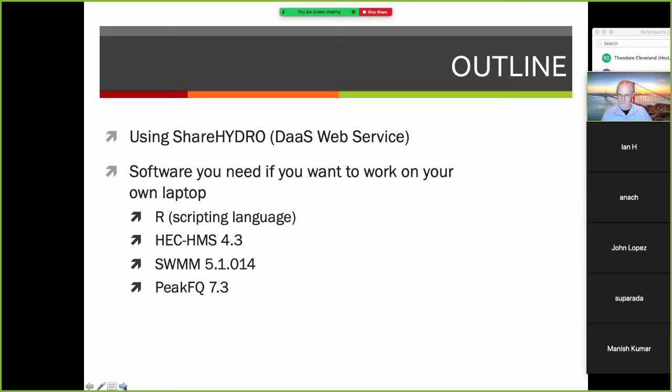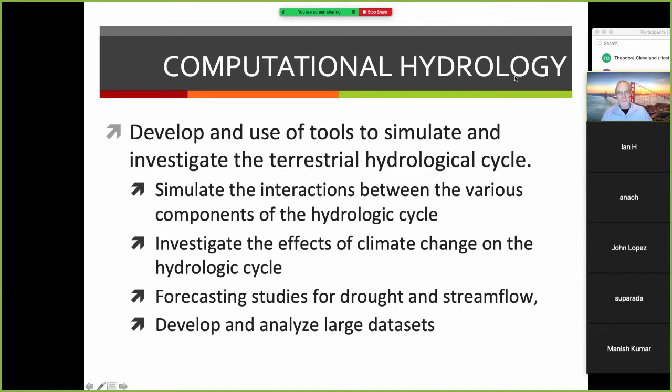Let's continue. So what is computational hydrology? So it's the development and use of tools to simulate and investigate the terrestrial hydrological cycle. That's not how I talk, so I obviously copied that from somewhere. What we're interested in is to have an ability to simulate the interactions between various components of the hydrologic cycle, investigate the effects of climate change on the hydrologic cycle.